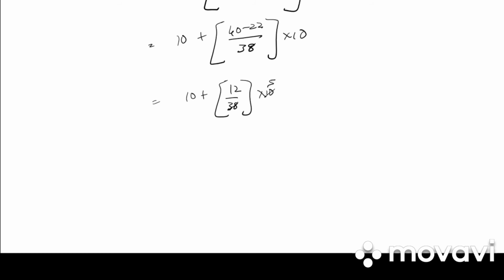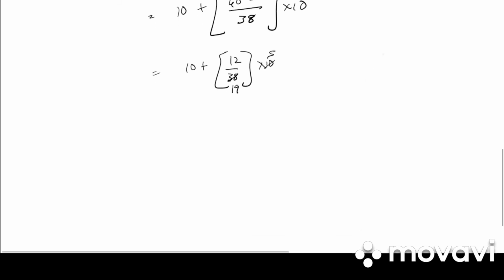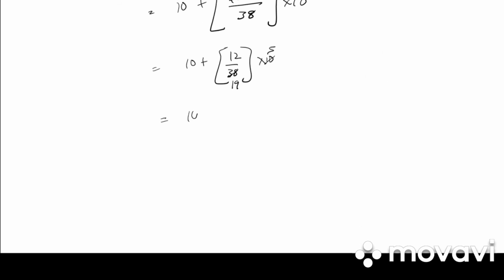2 5s are 10, 2 19s are 38. So 12 divided by 19 into 5. It is 10 plus 4.74. That is 14.74. Therefore, Q1 is equal to 14.74.